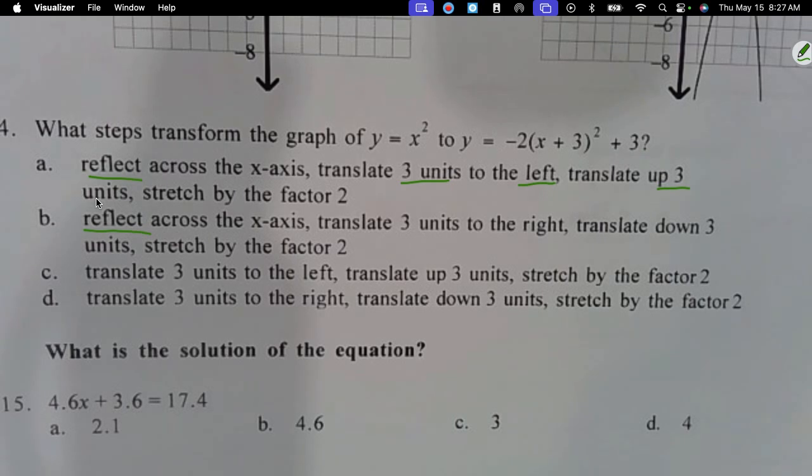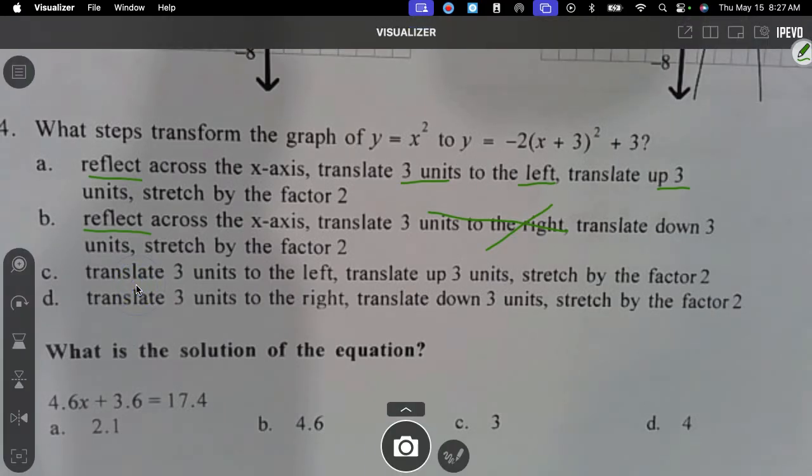What does this one say? Nope. 3 to the left. But this one didn't have everything. This one didn't have reflected. And what's that last thing? I'm thinking it's A. Stretched by 2. Does that make sense? What number is out front? 2. So it is stretched by 2. Okay? So your answer is A.